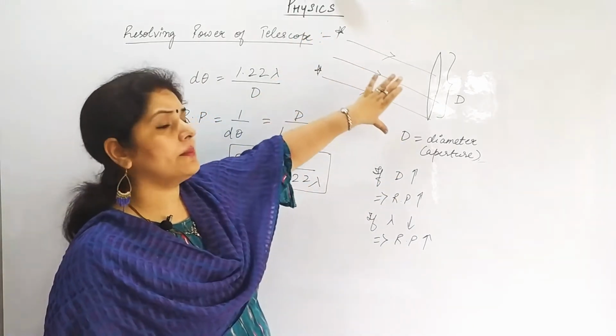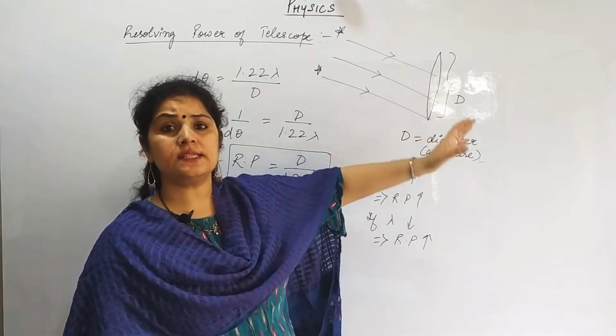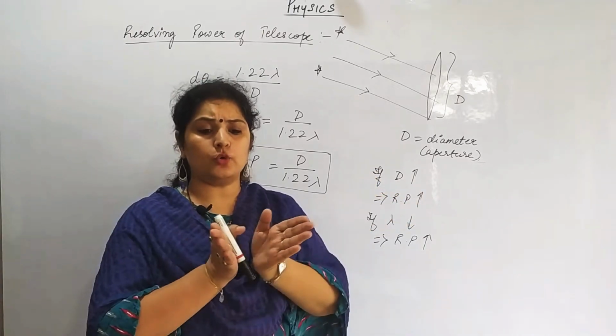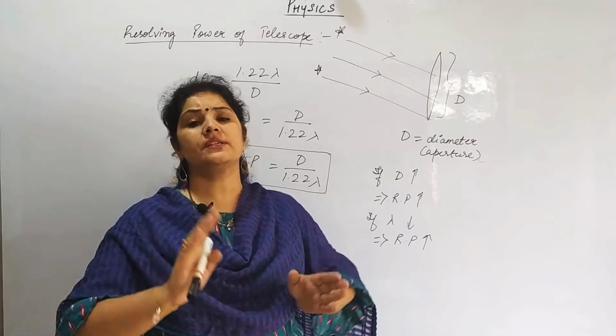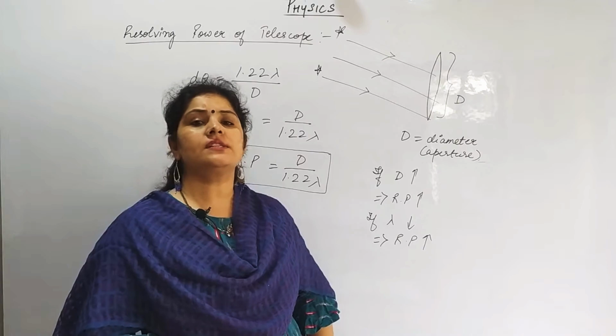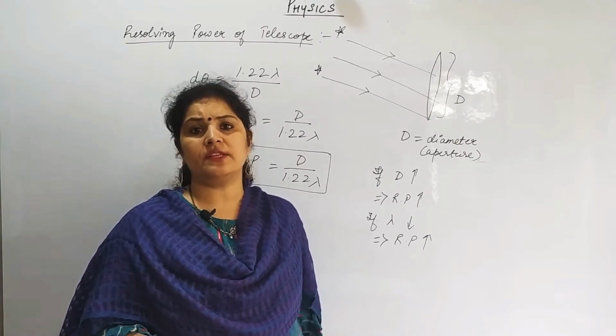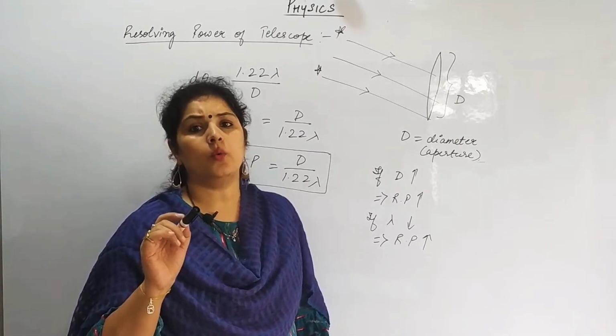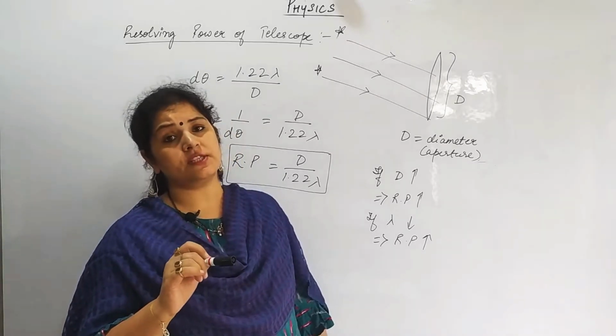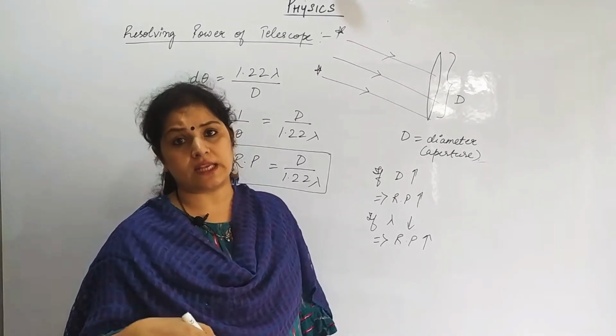So when the light is coming from the celestial objects, let us consider the angular separation between two objects is d theta, right? So we have discussed previously also that resolving power is given by... the limit of resolution is given by 1.22 lambda by the size of the aperture.